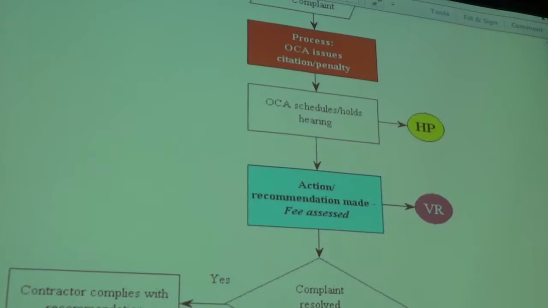Once there's a hearing, it goes to the hearing process, but OCA also has a recommendation to assess a fee. Once that fee is received, it goes to the revenue side, to the revenue process. So again, you have integration points with the hearing process, and an integration point with revenue collection and accounting.